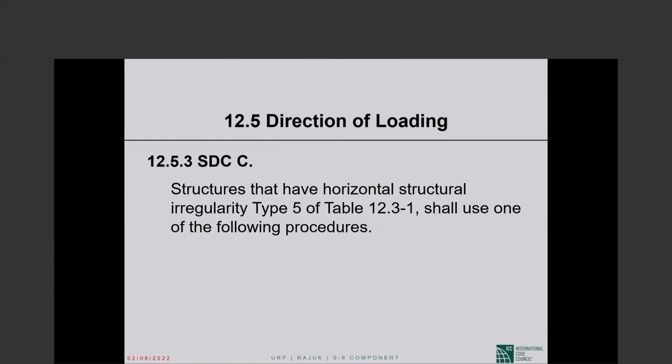Design category C. What is true of design category B is also true of design category C, and something else is true. So in design category B, applying forces independently in each orthogonal direction was fine. Design category C, that is still fine unless you have a structure that has horizontal irregularity type 5, non-parallel seismic force resisting systems that we are discussing. If you have that, even in seismic design category C, you shall use one of the following procedures.